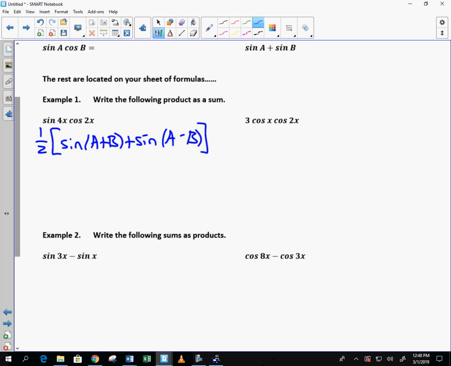So, in this problem, what's A? 4x. What's B? 2x. So I have 1/2 times the sine of what's 4x plus 2x? 6x. Plus the sine of what's 4x minus 2x? 2x. Done. That's it. Look, it says write the product as a sum. This is a sum now, right? Yeah, I guess if you want to distribute 1/2, sine of 6x plus 1/2 sine of 2x, you could, but now it's written as a sum.